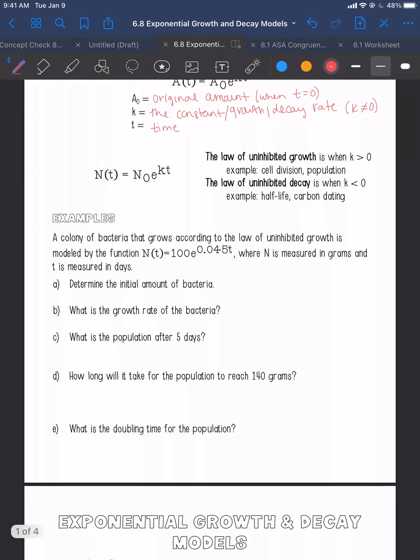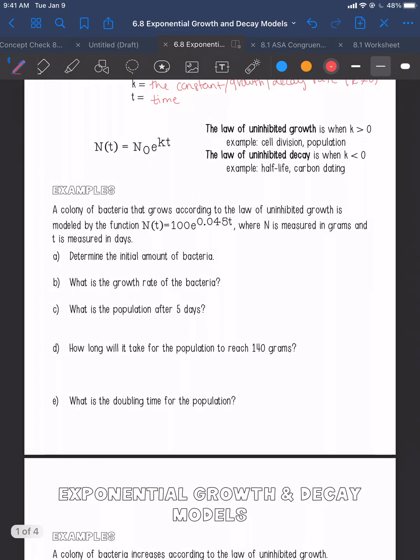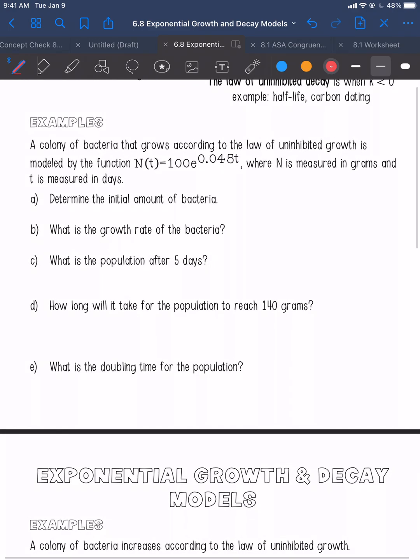So let's dive into some examples here. A colony of bacteria that grows according to the law of uninhibited growth is modeled by the function listed there for you, where N is measured in grams and t is measured in days. First, we're going to determine the initial amount of bacteria. Well, that occurs when t is 0, so we're going to find N of 0. So we're just plugging in 0. And that ends up just being whatever our N sub naught is, which is 100 grams.